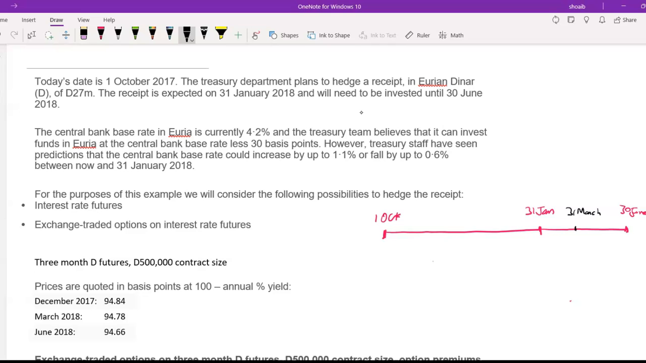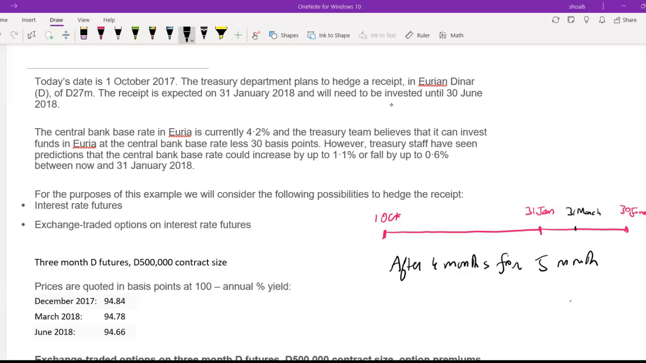So how many months are there till 31st January? October, November, December, January. So after 4 months. And for how many months are you investing? From 31st January to 30th June: Feb, March, April, May, June. 5 months. You are investing after 4 months for a period of 5 months.